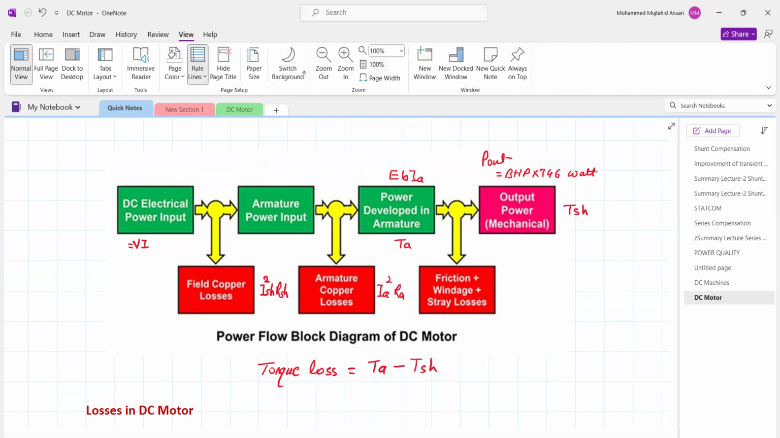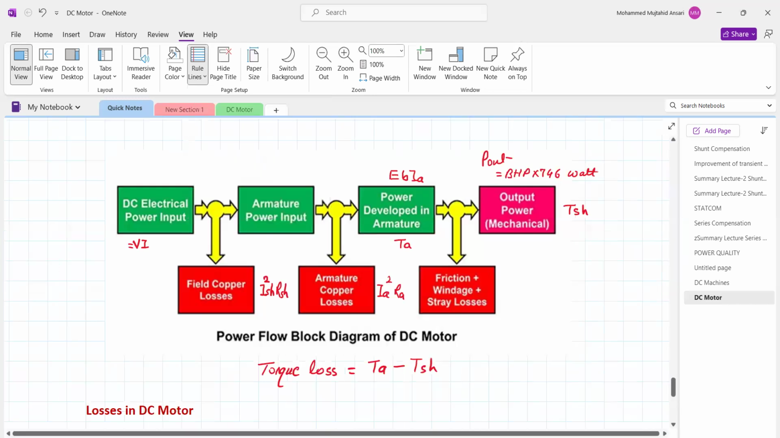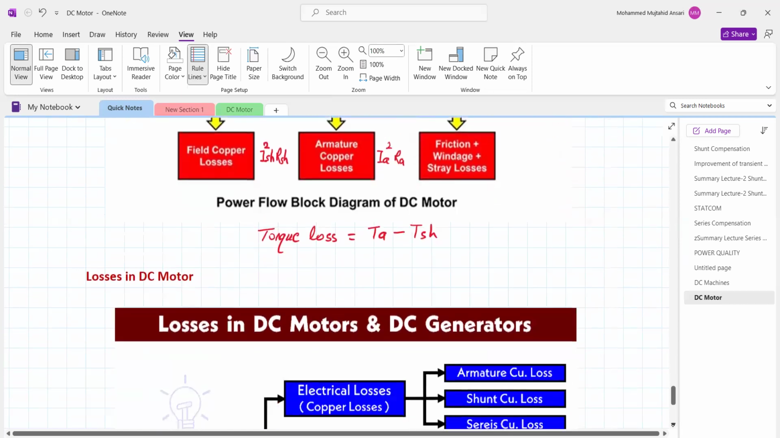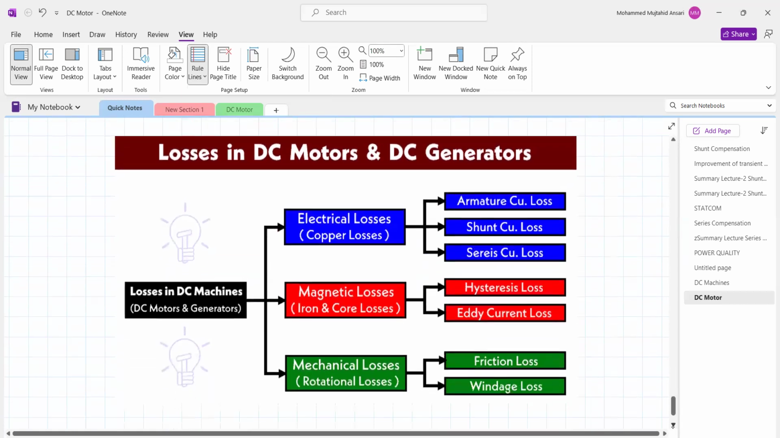So these are some different stages in the DC motor. Now, what are the losses? They are the same, because the construction and parts of the DC machine are also the same. The DC motor and DC generator are the same. Therefore, the losses in the DC motor are the same.